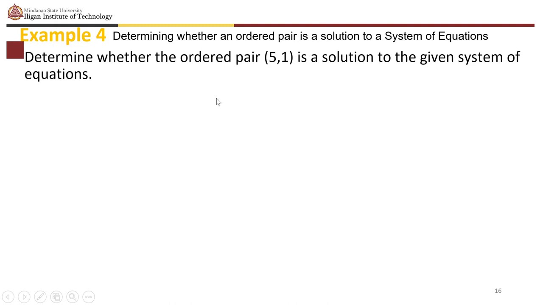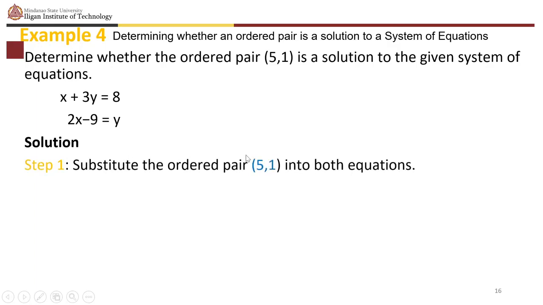Determine whether the ordered pair (5, 1) is a solution to the given equations: x plus 3y equals 8, and 2x minus 9 equals y. So you have these two equations, and you have to determine whether (5, 1) is a solution to this system. Simply substitute the ordered pair into both equations and determine whether it will satisfy. So 5 replaces x, 1 replaces y.